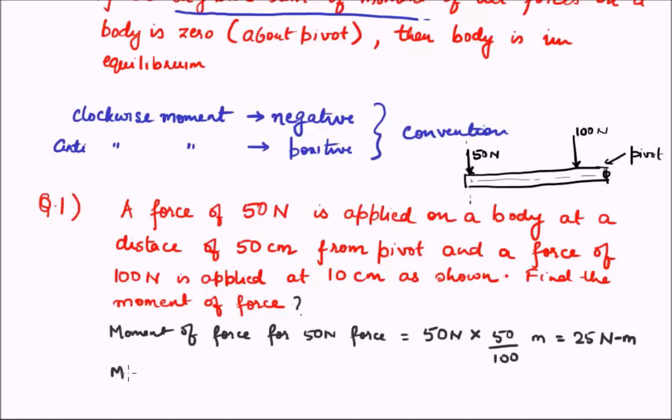Similarly, the moment of force due to the 100 Newton force is 100 Newton into 10 centimeter. The equivalent will be 10 divided by 100 meter, and that would turn out as 10 Newton meter. We note here that this 10 Newton meter is again in the clockwise, rather anti-clockwise direction. Therefore, this will also be positive.